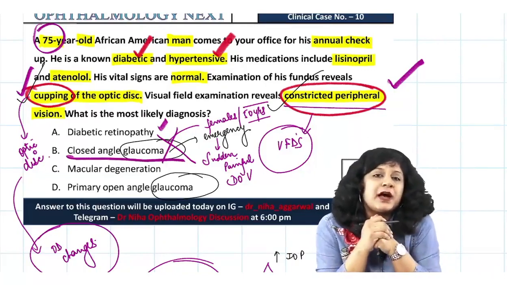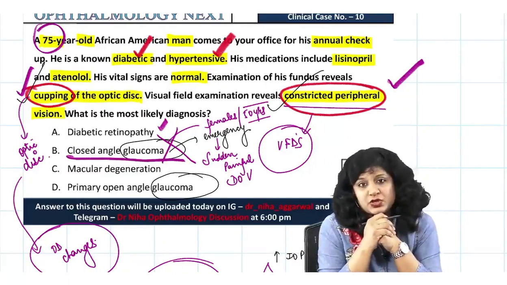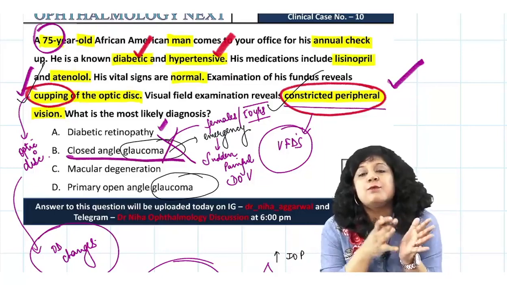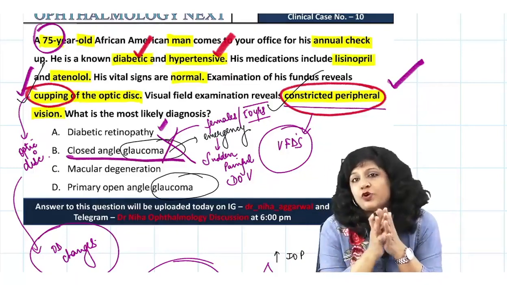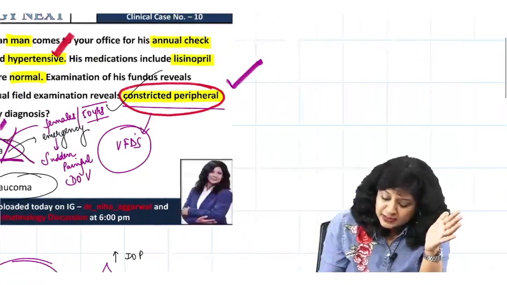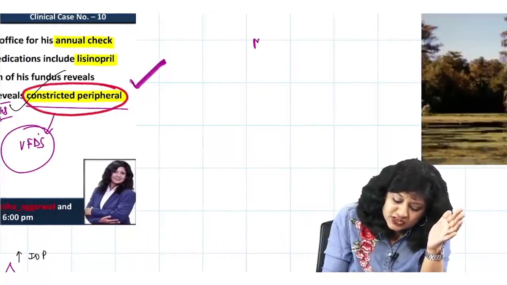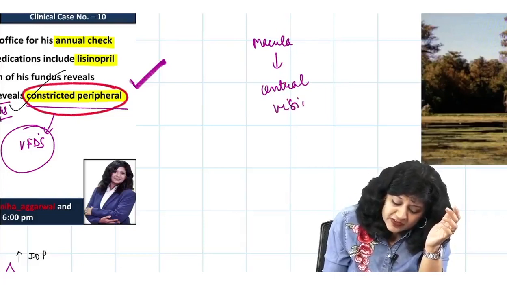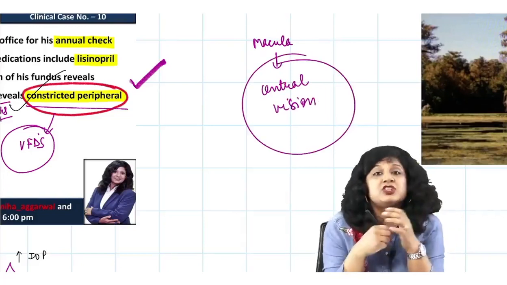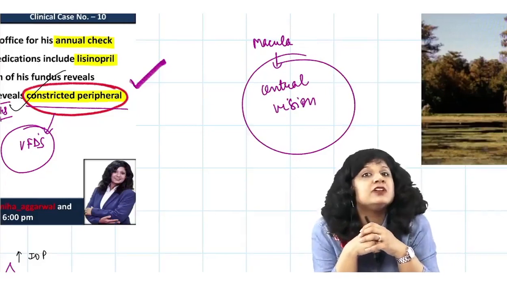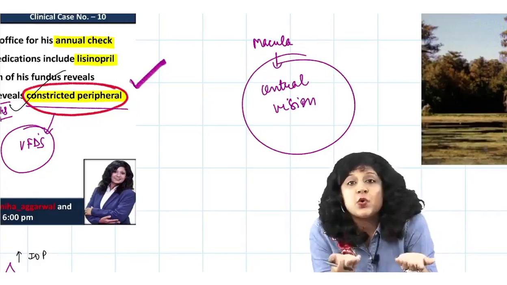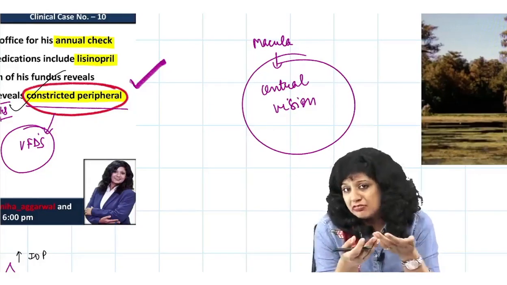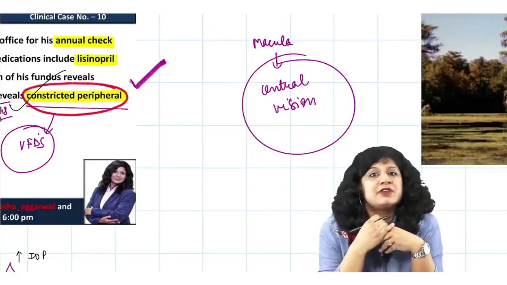Now if I talk about macular degeneration, you know the macula is the most sensitive part of the retina, and the macula is the part which is actually responsible for central vision. So I think it is very unlikely that a patient has some macular disease and it goes unnoticed, he is not complaining of anything, and he has just come up for the annual checkup.